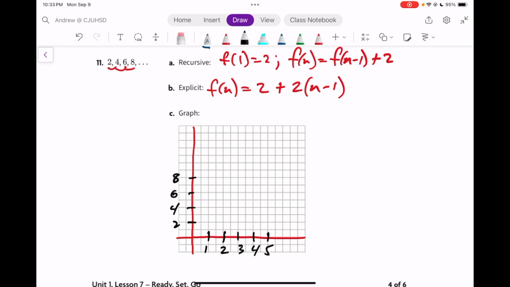And then just translate. So the first number is 2. The second number is 4. The third number is 6. And the fourth number is 8. And I could continue the pattern if I wanted to. Notice again, if it's arithmetic, the dots will form a straight line.